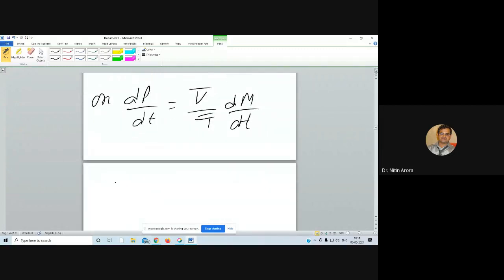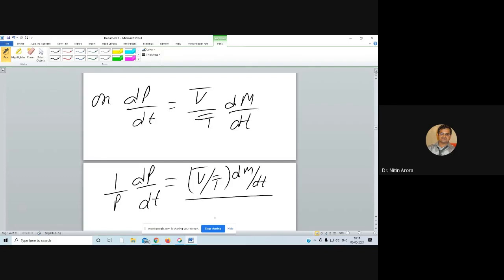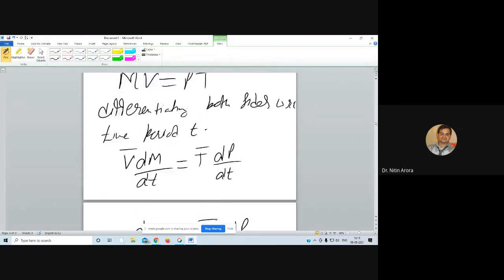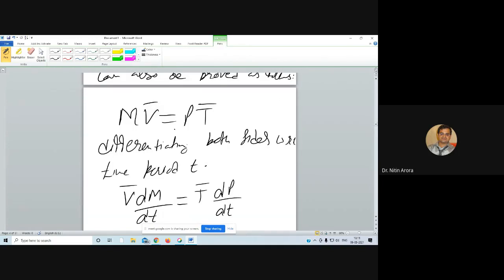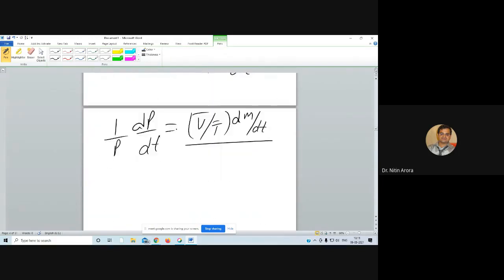Now, if I divide both sides by p, can I write it as 1 upon p dp upon dt is equal to V bar upon T bar dm upon dt divided by, what would be the value of p here? P would be V bar upon T bar into m. This and this will be cancelled out. Can I write it as 1 upon m dm upon dt? Okay.